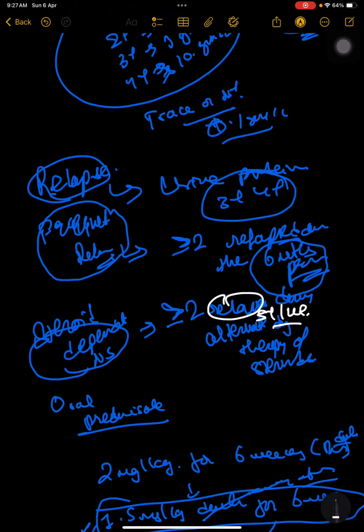And steroid resistant means steroid is not able to control. Like 8 weeks of therapy is given and the steroid is also not able to control.